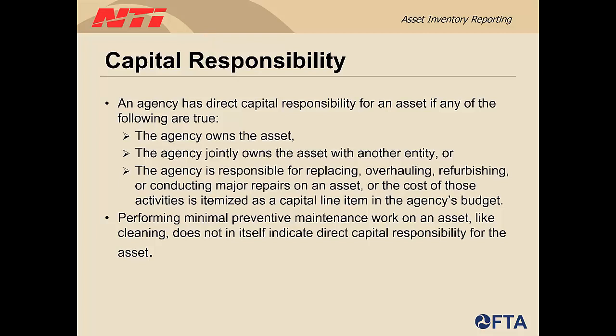We will mention capital responsibility multiple times throughout this presentation with regards to the asset module. Please see the list here of how to determine whether or not your agency has direct capital responsibility for an asset. If you own, jointly own, or you are responsible for replacing, overhauling, refurbishing, or conducting major repairs on an asset, or the cost of those activities are itemized as a capital line item in your agency's budget, that would indicate capital responsibility. Please note that performing minimal preventative maintenance work does not necessarily indicate direct capital responsibility for an asset.